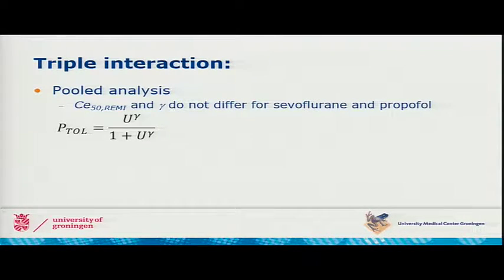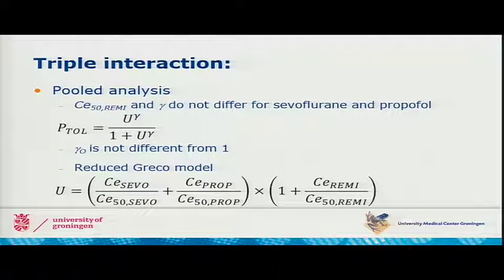So in our pooled analysis, we found that the CE50 for remifentanil and the gamma do not differ between sevoflurane and propofol. And we also found that the gamma for the opioid is not different from 1. And as I explained before, the modified hierarchical model is the same as the reduced Greco model with the addition of a gamma for the opioid. And as this gamma for the opioid is equal to 1, the final model is actually a reduced Greco model with an additive interaction between sevoflurane and propofol.